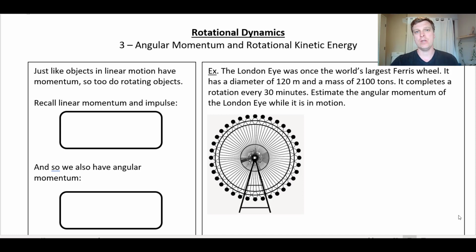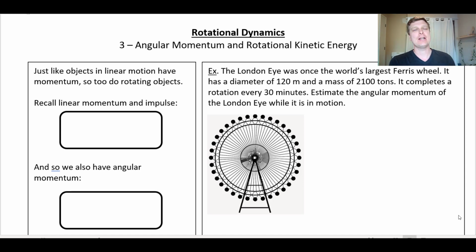In this video, we are going to be continuing on with our discussion of rotational dynamics. We're really going to bring everything together here with the idea of angular momentum and rotational kinetic energy. So just like we've seen so far with the rotational dynamics, for every linear thing that we talked about, there's a rotational kind of analog to that.